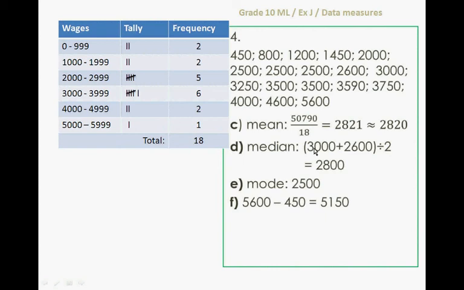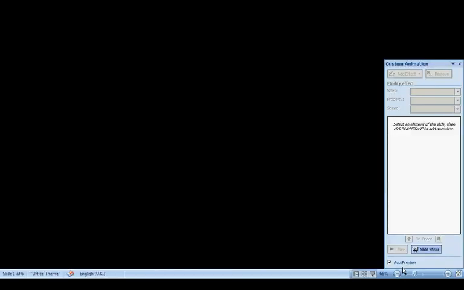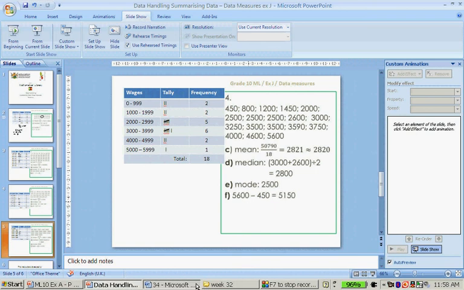The median is 3,000 plus 2,600. If I divide that by 2, I get 2,800. The mode, the value that occurs most often, is 2,500, and the range is 5,600 minus 450 gives me 5,150. Now let's quickly look at the handout again.